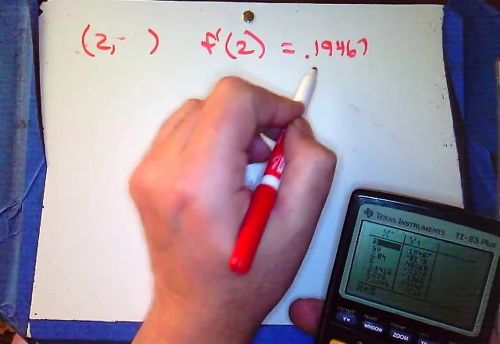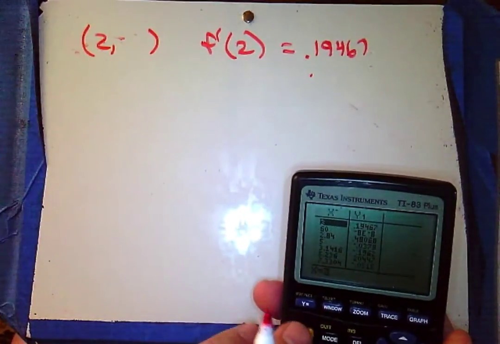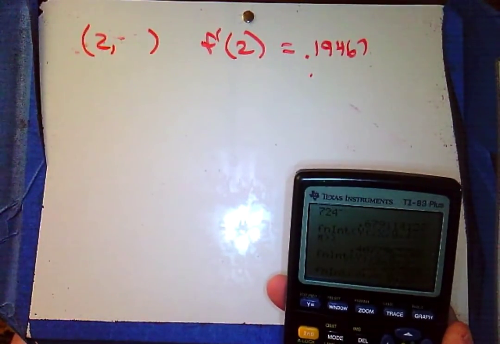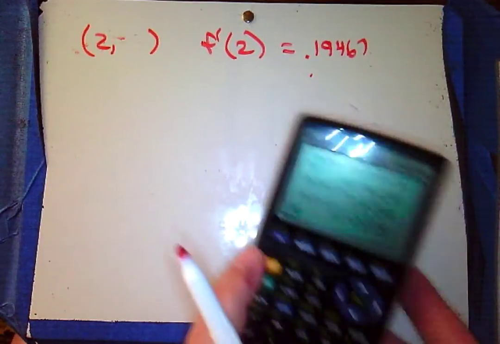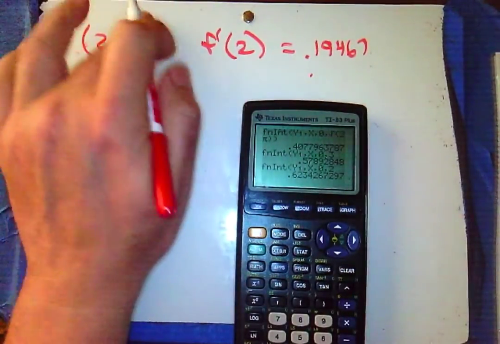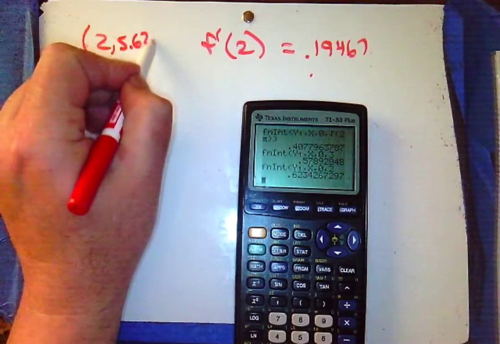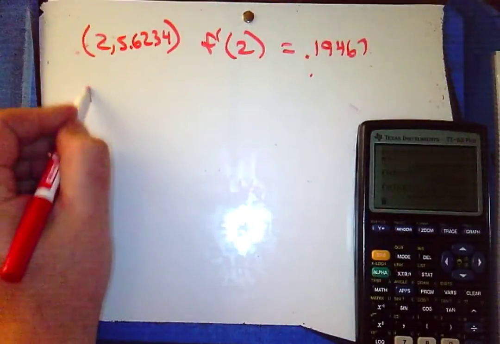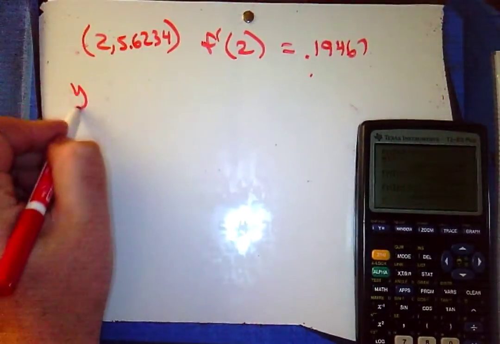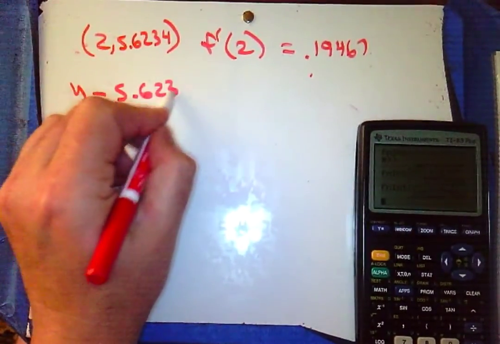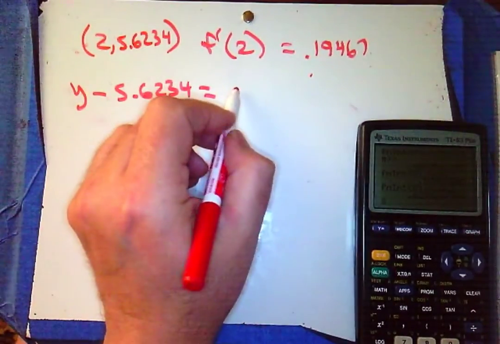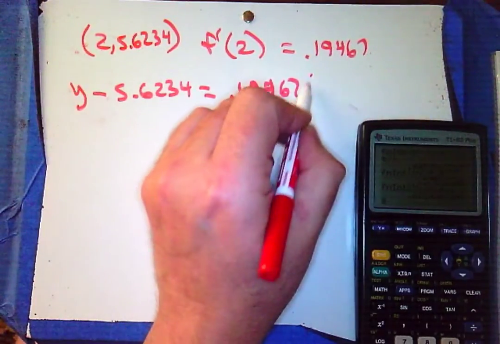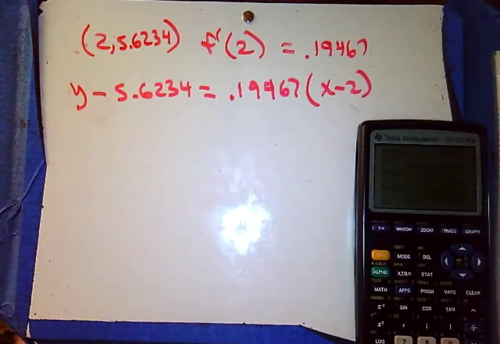I get 0.19467. And what if I plug a 2 into this integral? I get 5.6234. So then I think my tangent line would be y minus 5.6234 equals 0.19467 times x minus 2.